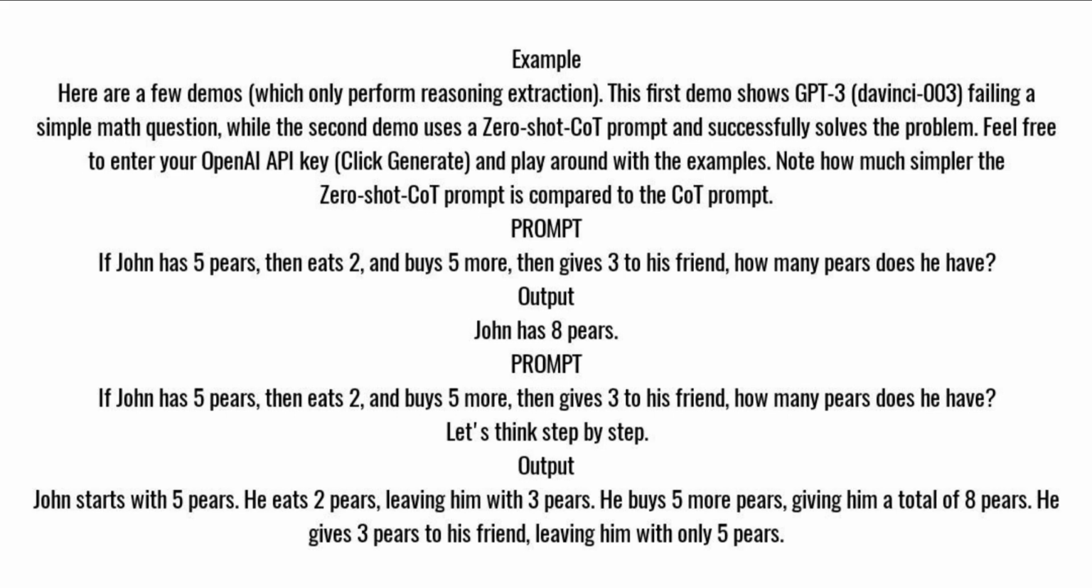Prompt. If John has 5 pears, then eats 2, and buys 5 more, then gives 3 to his friend, how many pears does he have? Let's think step by step. Output. John starts with 5 pears. He eats 2 pears, leaving him with 3 pears. He buys 5 more pears, giving him a total of 8 pears. He gives 3 pears to his friend, leaving him with only 5 pears.